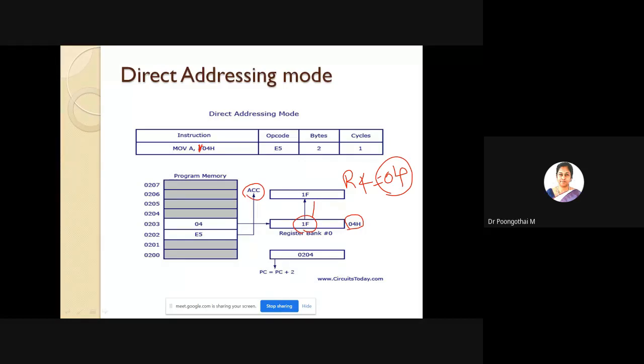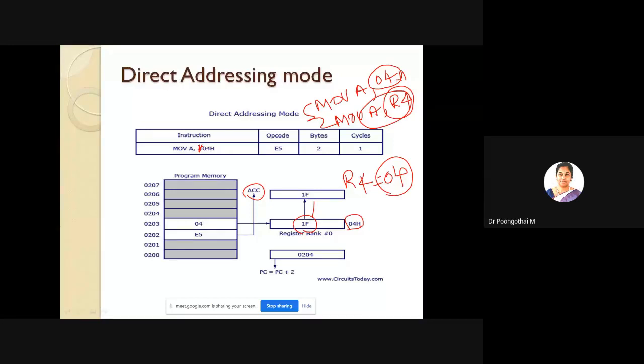Okay. MOV A, 04H, MOV A, R4. Both the instructions are same, but the format is different. I am using direct address here. Here I am using register name. So both the instructions are same. So MOV A, 04 means the 04 representing your R4 register. So the content of R4 is transferred to accumulator.